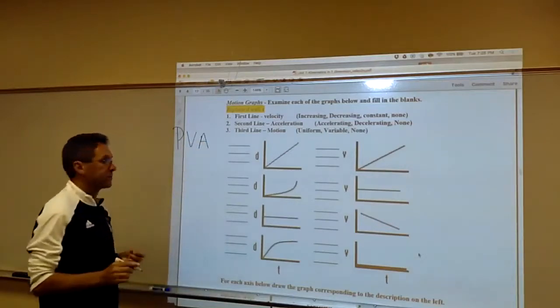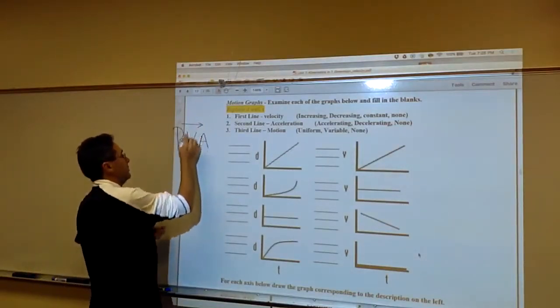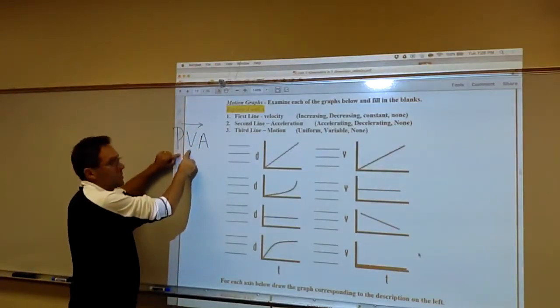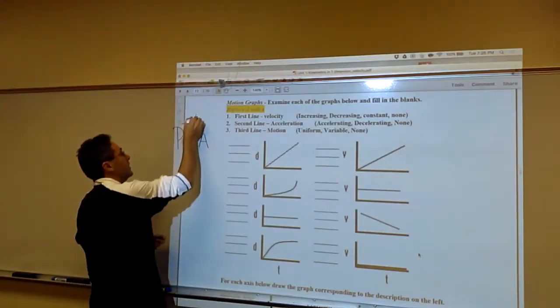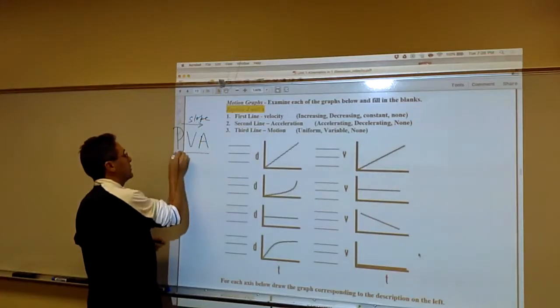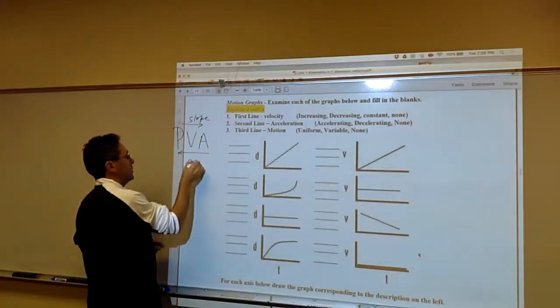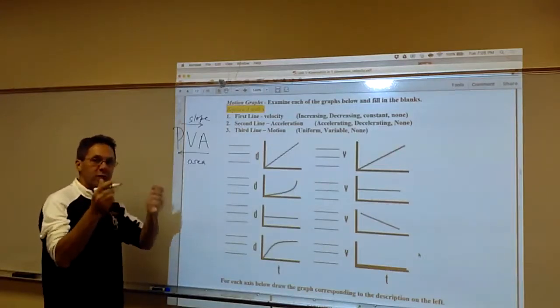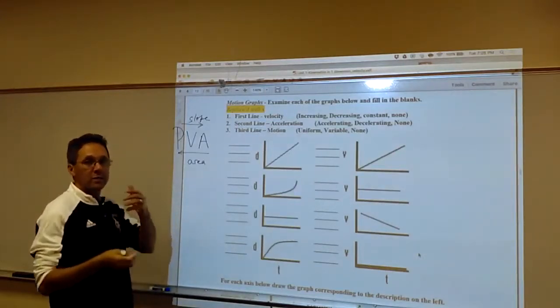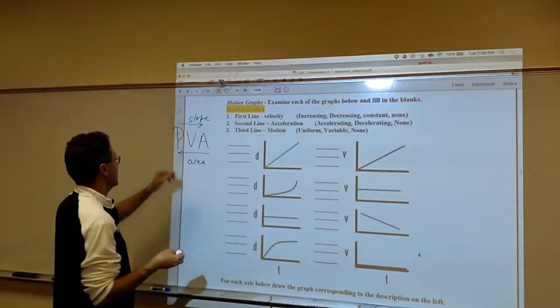Now, before we start this, I want to talk a little bit again about this PVA that I talked about in the past. So P stands for position, V stands for velocity, and A stands for acceleration. Let me just write it out first, and then I'll talk a little bit about it. So what does this mean? This is just a quick shortcut for you guys to know how to analyze these graphs and how to get information out of the graphs.